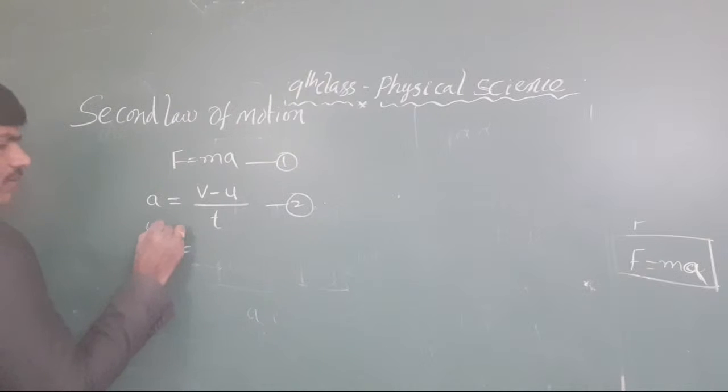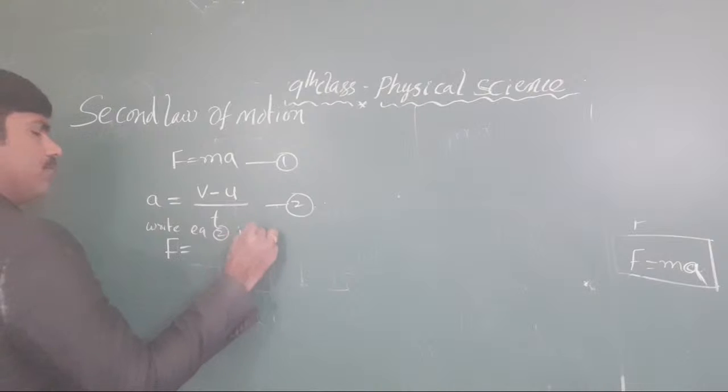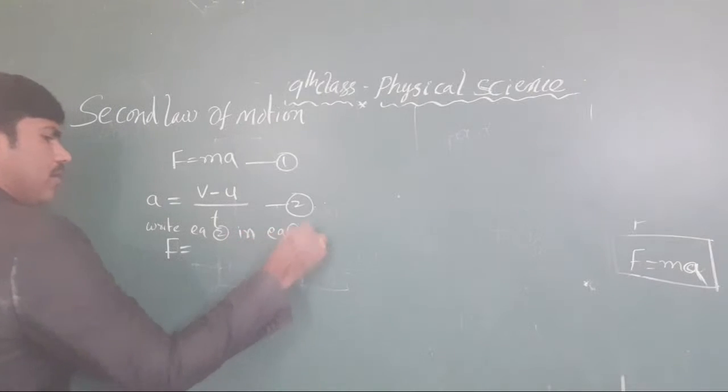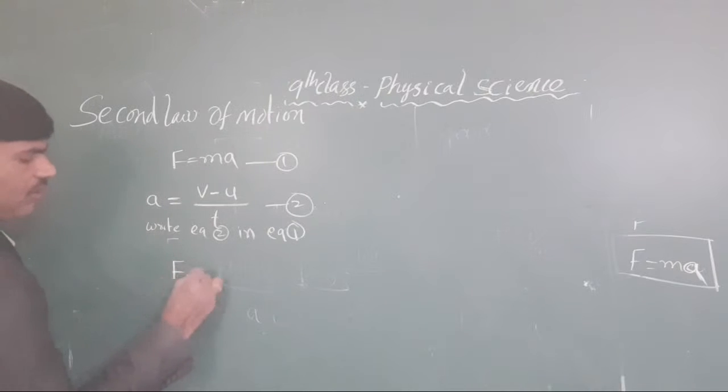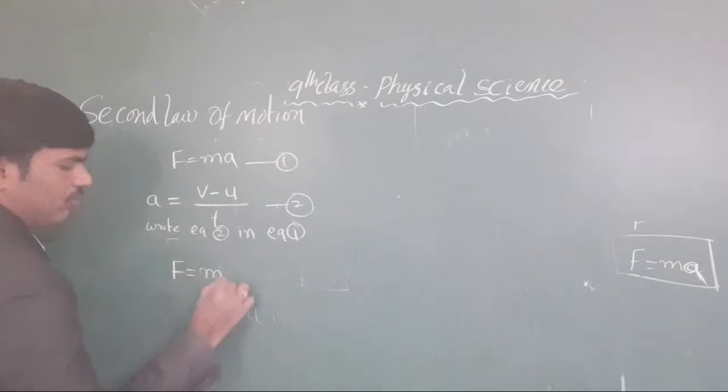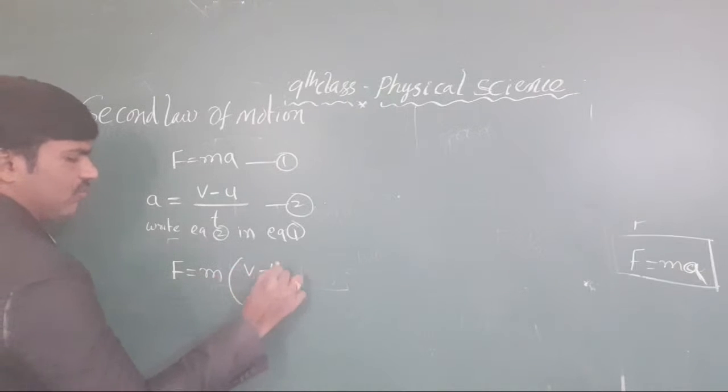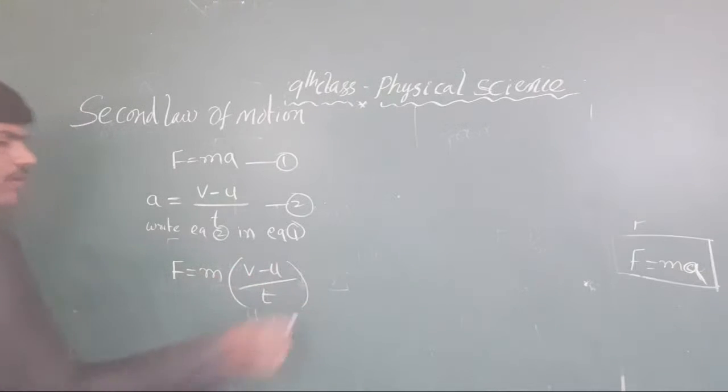Write equation 2 in equation 1. What will we get? F is equal to m into v minus u by t.